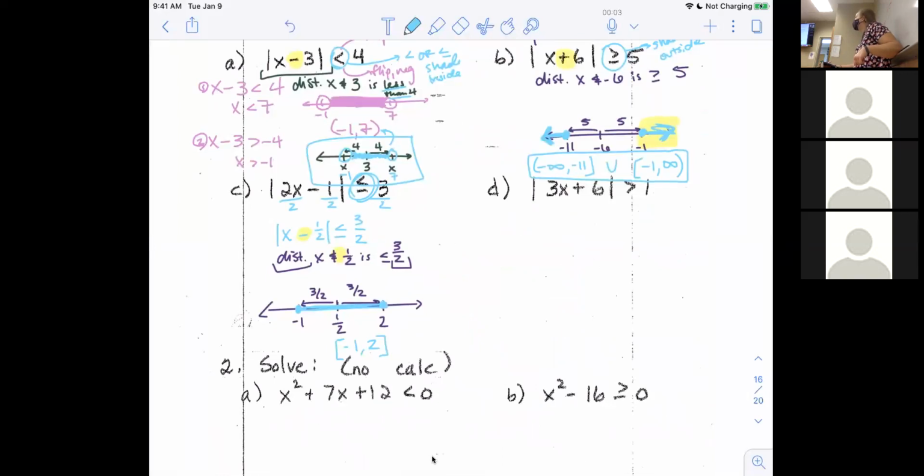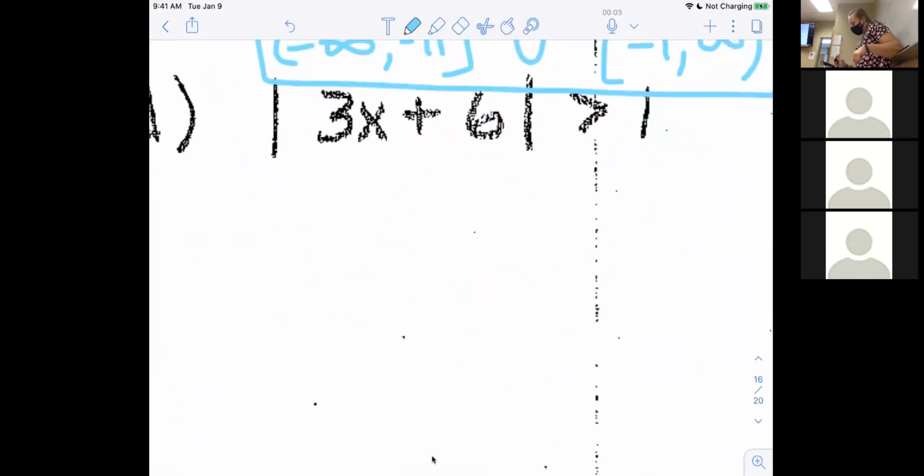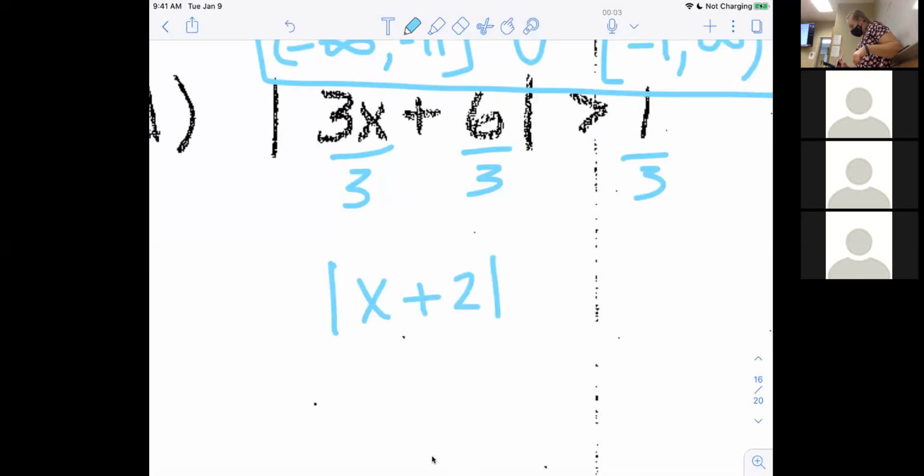All right, let's do one more, and then we're going to eat lunch. Same idea with this one. Let's divide by that coefficient in front and get rid of that by everything. Divide by your coefficient from everything. Got another fraction, that's okay.